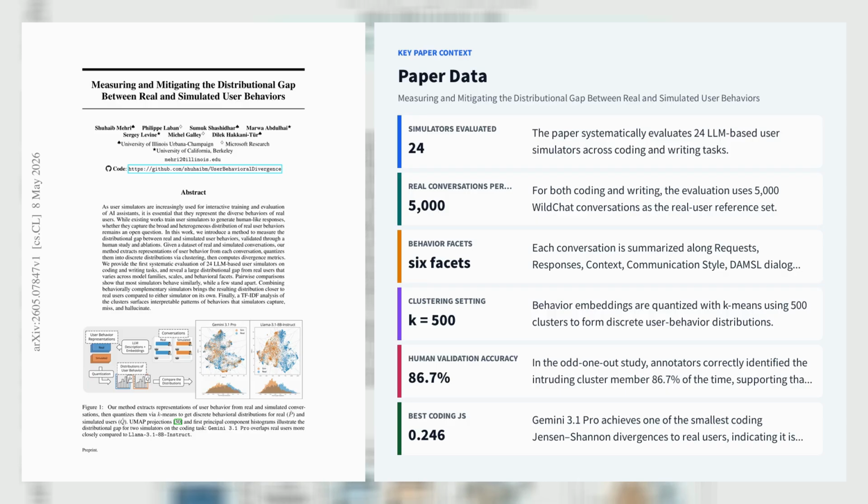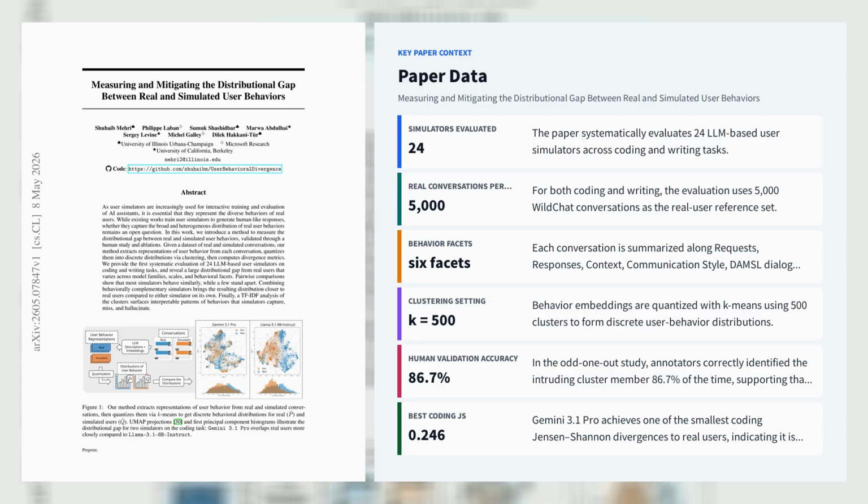The method exposes a large real versus simulated gap across 24 simulators evaluated on 5,000 WildChat conversations each for coding and writing. The best systems, GPT-5.4 and Gemini 3.1 Pro, still diverge substantially from real users, with Coding JS around 0.246 and 0.248, and Writing JS around 0.466 and 0.479, while open models are generally worse. UserLM-8B is notable for strong trained simulator performance, but is confounded by training overlap with WildChat.